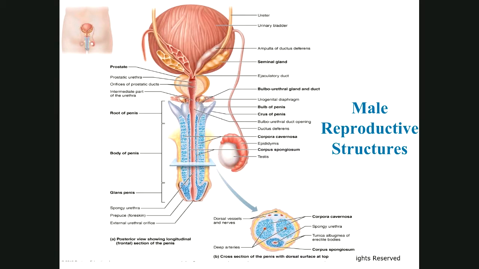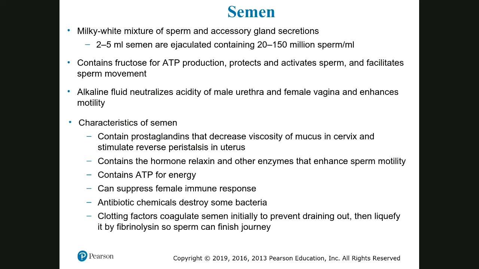I just want to give some very quick information about the semen. The semen is, as I said, a milky white mixture of sperm and accessory gland secretions, those of the prostate and seminal glands. One of them makes 70%, the other 1/3. Almost 2 to 5 milliliters of semen are ejaculated, containing 20 to 100 million sperm per milliliter. They contain fructose for ATP production. They protect and activate sperm and facilitate sperm movement.